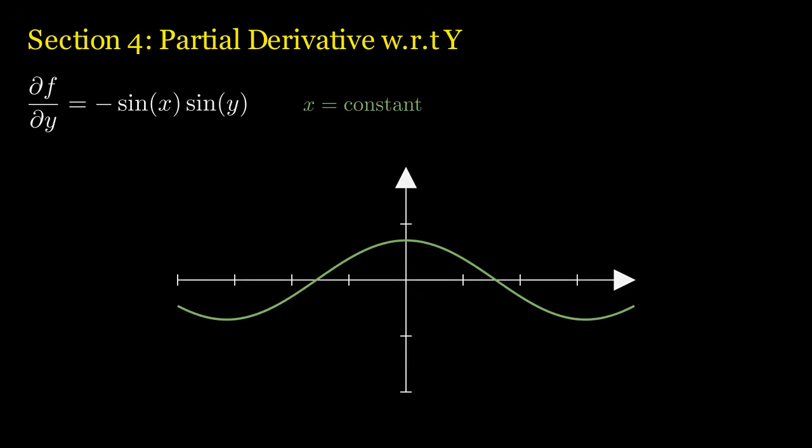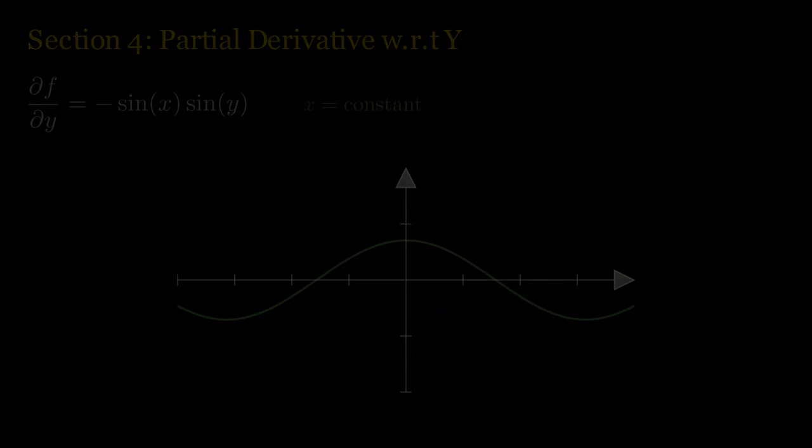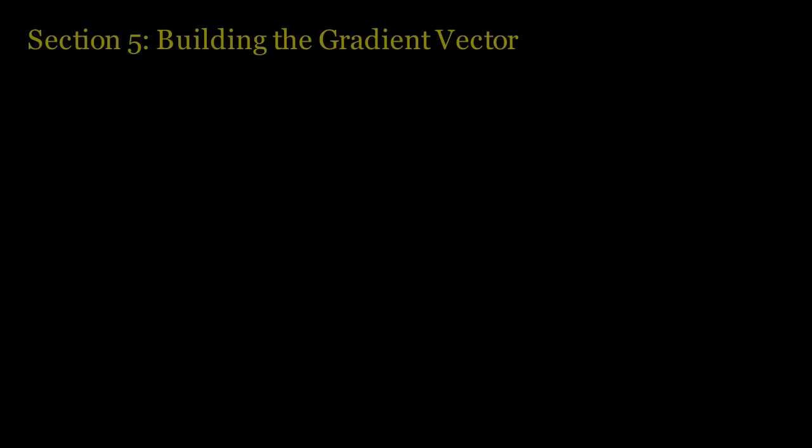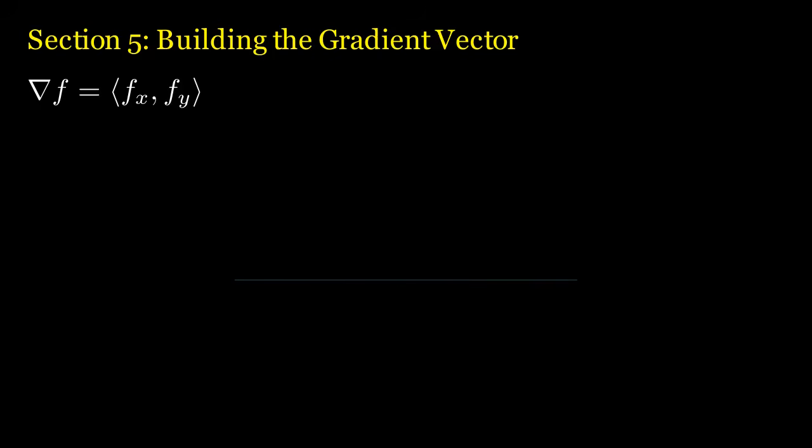Returning to f of x, y equals sine of x times cosine of y, the sine of x term is now the constant coefficient. The derivative of cosine of y is negative sine of y, which yields our partial derivative, partial f by partial y equals negative sine of x times sine of y. This new equation measures the steepness of the terrain when we face strictly north or south. We have successfully broken our complex 3D slope into two distinct manageable 2D parts.